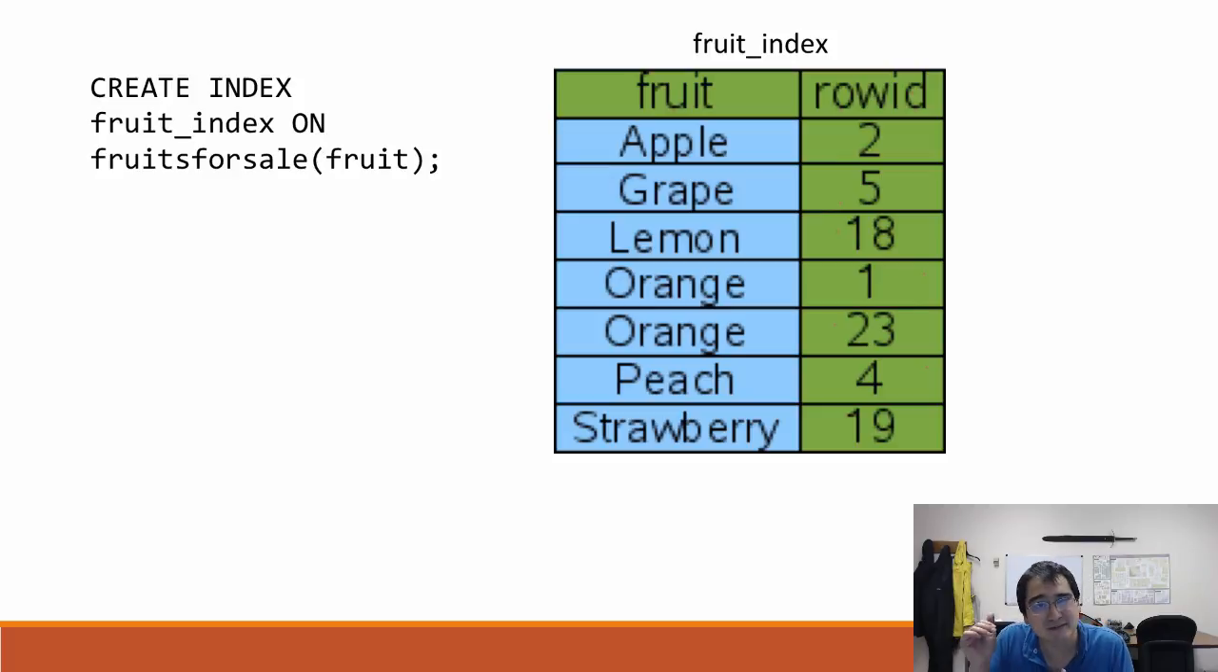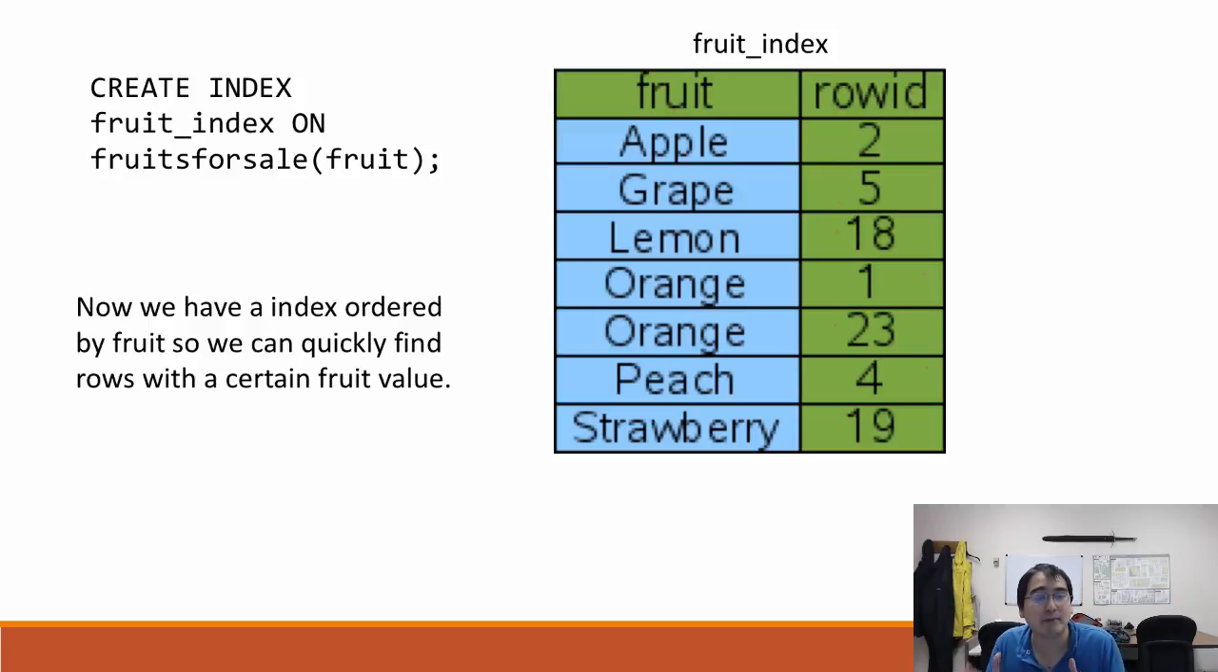Well, it looks like a little mini table. It has the column fruit, and it always has the integer primary key. And note that this little table is ordered by fruit. Apple is first, strawberry is last. They're all alphabetically ordered. So now when I want to find a particular fruit, I can just do binary search on this fruit column, and I can find all of the row IDs that correspond to that fruit.